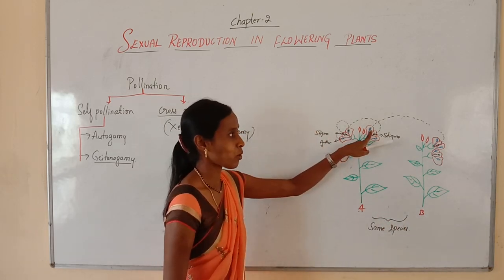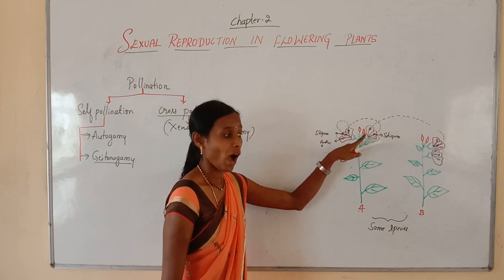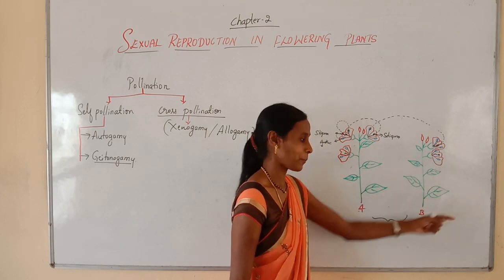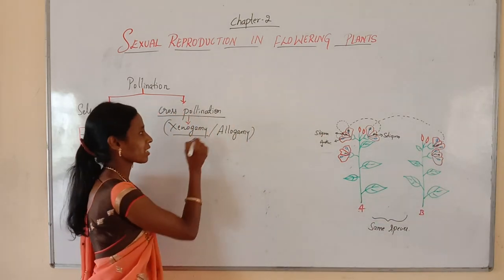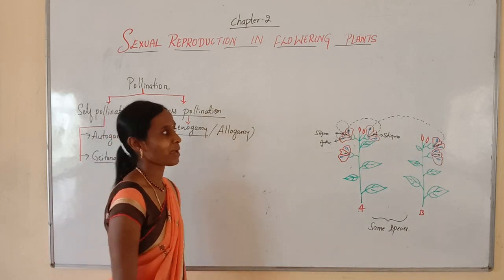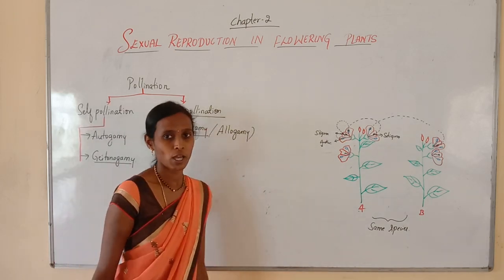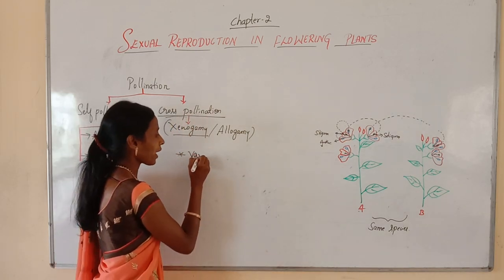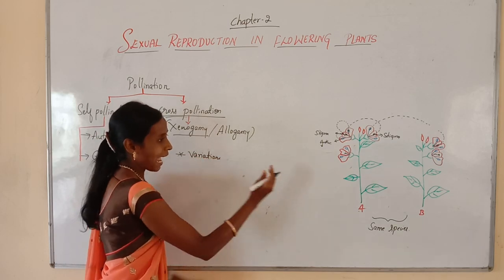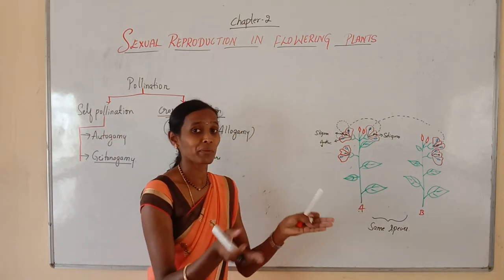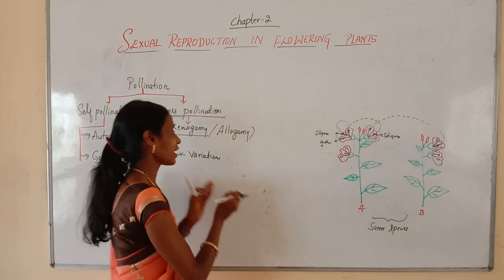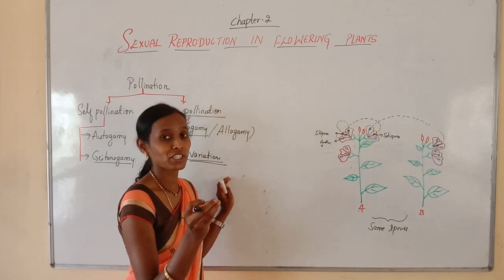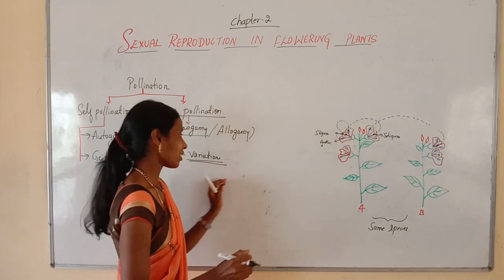So the transfer of pollen grains of one flower of one plant to the stigma of another flower of another plant of the same species is called xenogamy or allogamy, or simply we can call it cross-pollination. And this cross-pollination usually brings variations. As two different plants are involved, genetic recombination results in variations, and these variations are very useful for adjustment with changing environmental conditions.